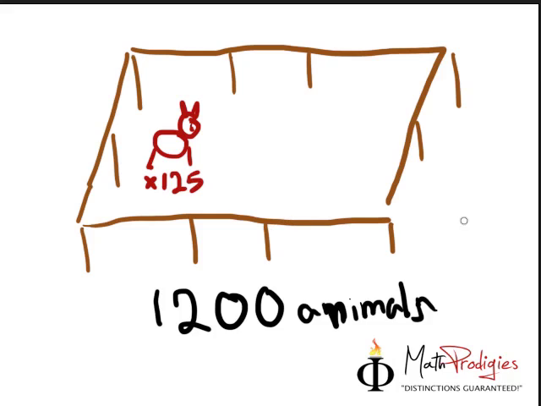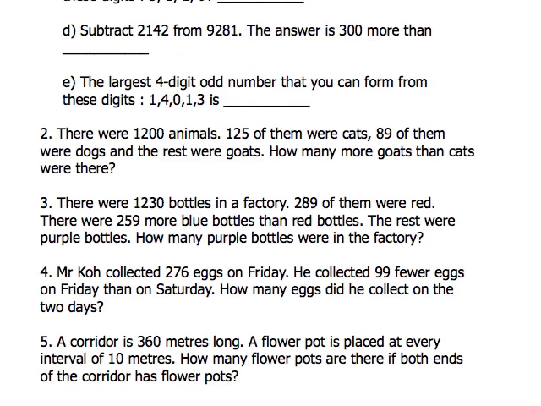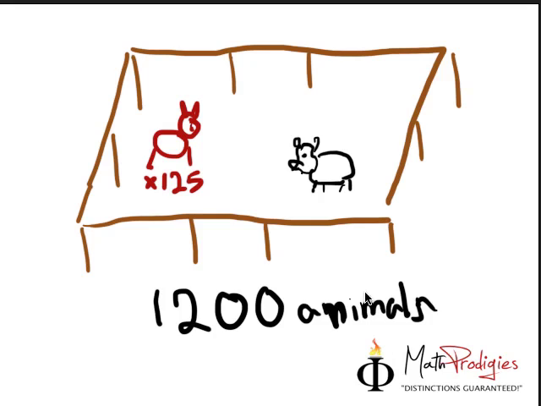Then we have dogs. I'm going to use the color black for dogs. Honestly, I don't know how to draw dogs, but I'm going to try to draw dogs as best as I can. This is really the best I can do. Nose over here, I guess. That looks like a pig, but never mind. How many dogs do we have? We have 89 of them were dogs, so times 89.